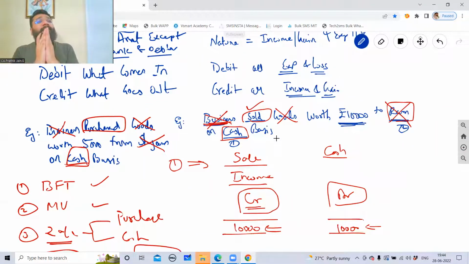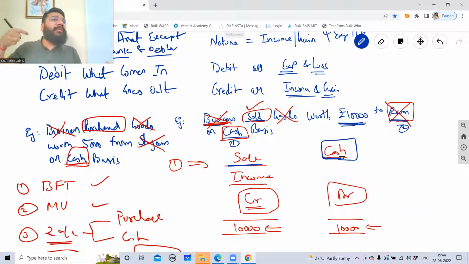Now, coming back to Ram. The business sold goods worth rupees 10,000 to Ram on cash basis. So we identified two accounts. One is sales, another is cash. Cash belongs to which quadrant? Asset quadrant. So is this asset allowed to enter the house of real account? Yes, because it is neither bank nor debtor, so it is allowed. So what is the rule here? Debit what comes in.